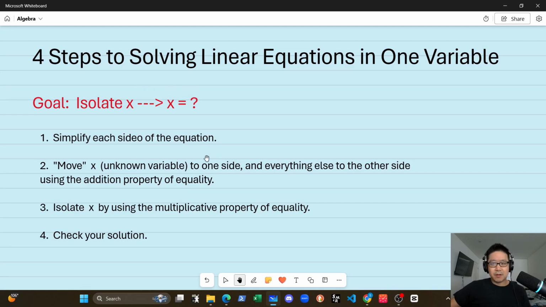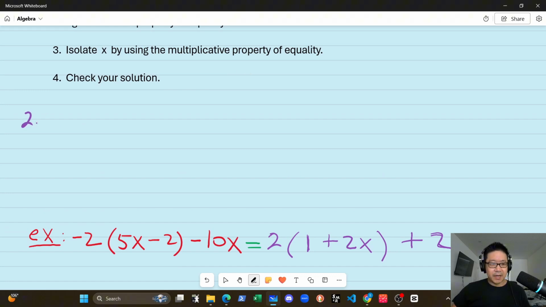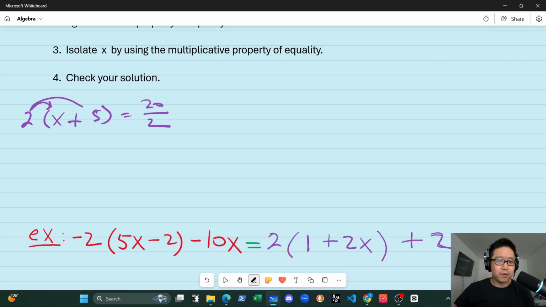if it can be simplified. So let's say that you're given something like 2 times the quantity of x plus 5 equals 20 over 2. The first thing you're going to do in this situation is not to jump right away and start solving for x. You're going to realize that both sides of this equation can actually be simplified. So you can actually distribute the 2 to what's inside the parentheses so that we get 2x plus 10.